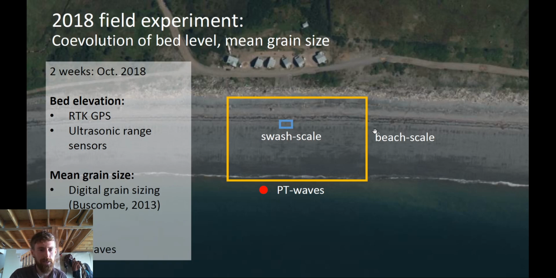So at both scales, we quantified or estimated grain size using a digital grain sizing technique, and the technique specifically was the one from Buscombe 2013. And our ability to carry out this type of study was hinged pretty heavily on our ability to use a digital method. And again, the forcing was characterized by a pressure transducer near the low tide mark.